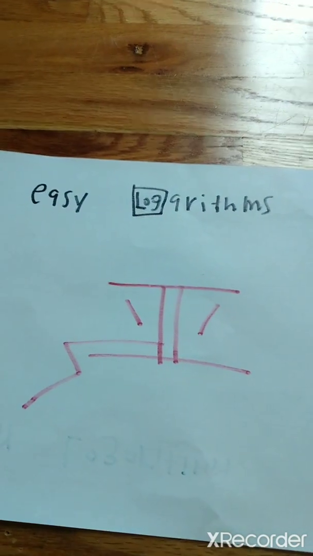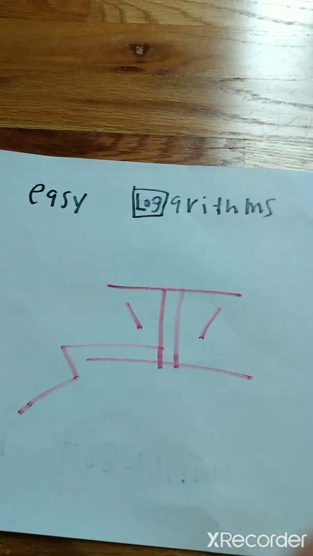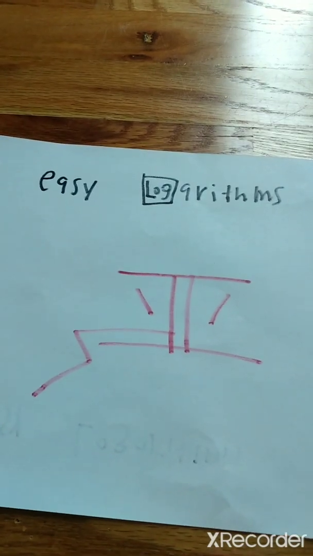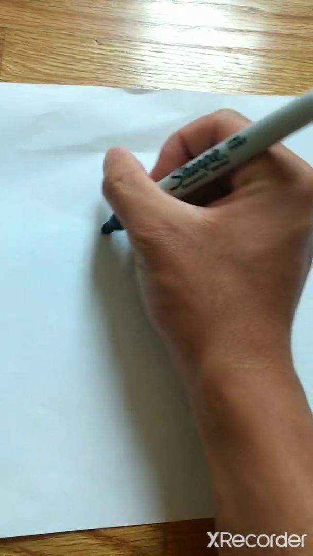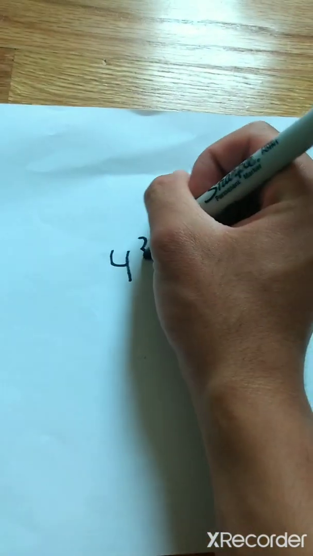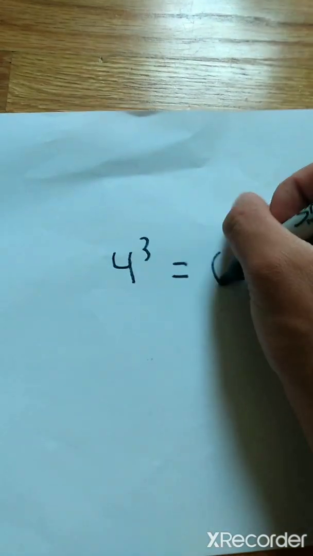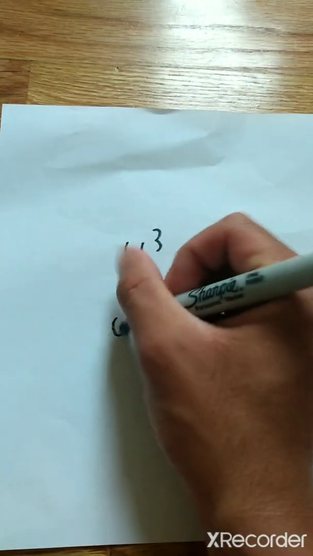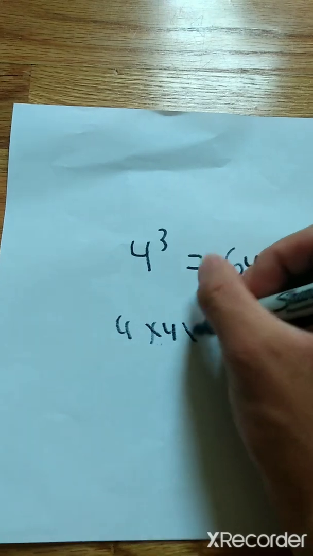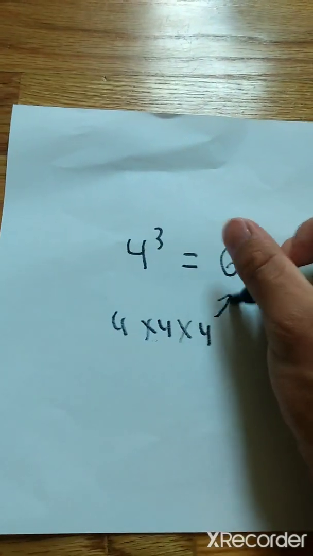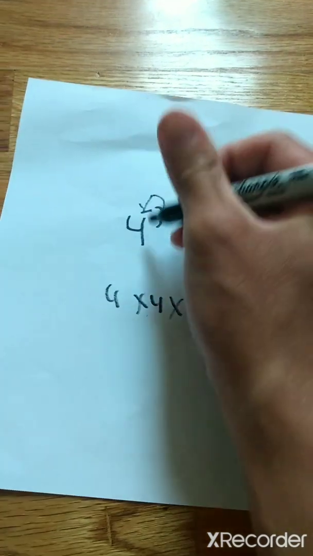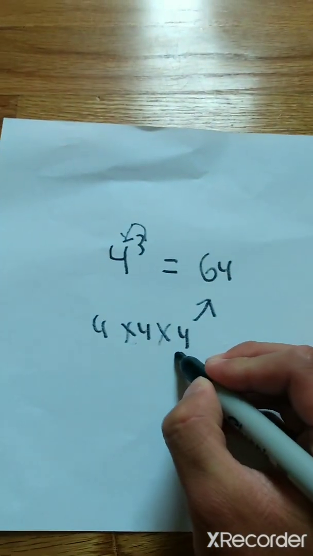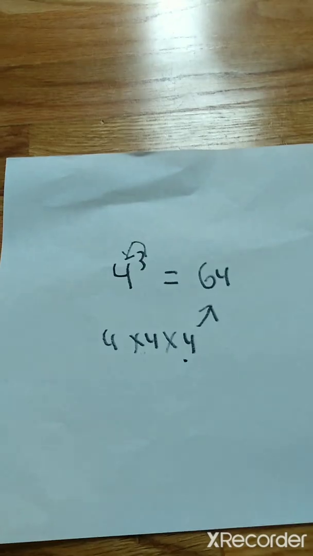We have been learning about exponents and monomials in the past. So, 4 to the power of 3 is going to equal 64, because 4 times 4 times 4 is 64. That 3 is telling the 4 to multiply itself 3 times. So that's what we've been learning in the past.